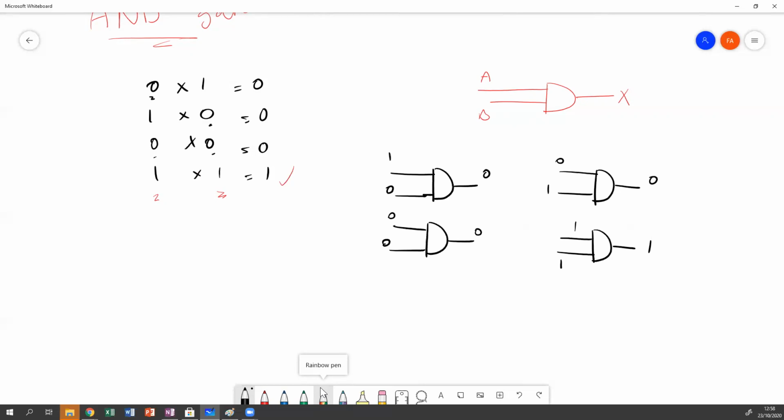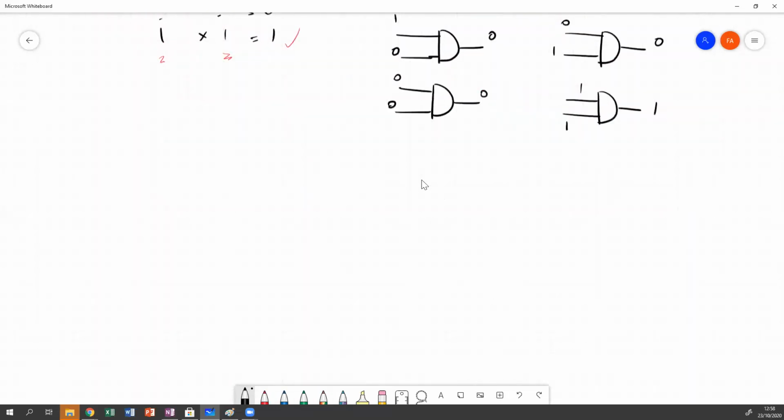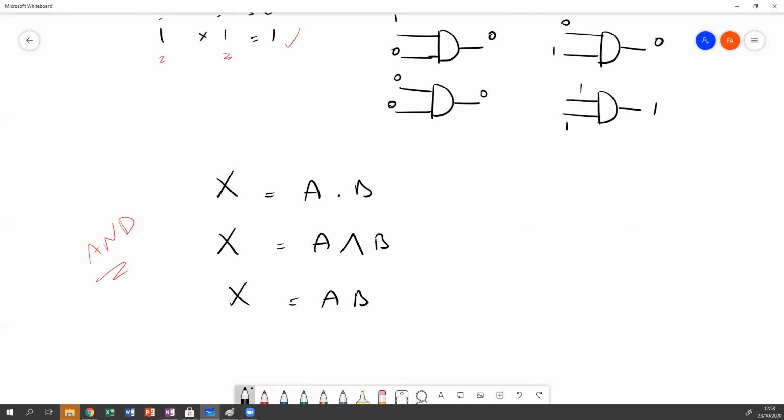This is called an AND gate. As you see, when both inputs are high, or 1, we get 1. How do we show that? X is equal to A, B. We show this AND gate with three notations. One of them is a dot, similar to multiplication. Or A hat B, this sign. Or if you don't put anything between them, we still call it an AND gate. Nothing there, hat or dot, all of them show the AND gate.